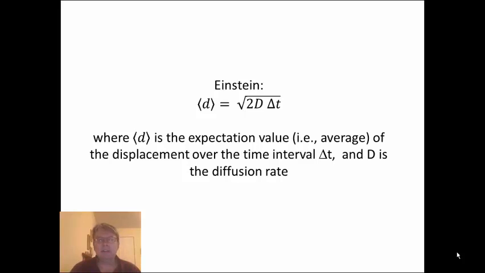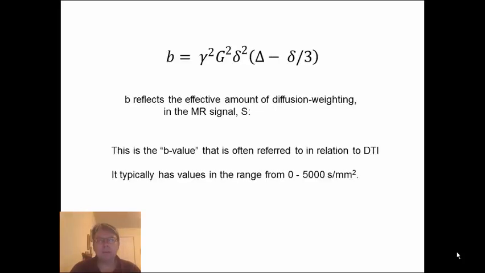Δt is the time interval over which you let them move under random diffusion. D is our diffusion constant. People have also worked out the effective B value. This is the amount of diffusion weighting we have in our MR signal. Basically, it's a weighting factor for how we can calculate how much our signal will be attenuated by diffusion. So in this equation is the gyromagnetic ratio, gamma. This is a constant for protons.